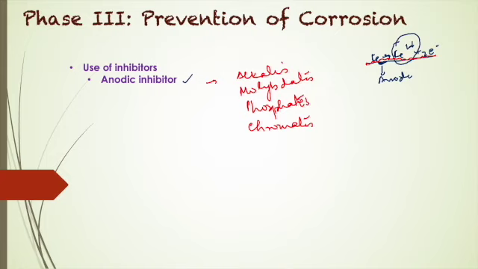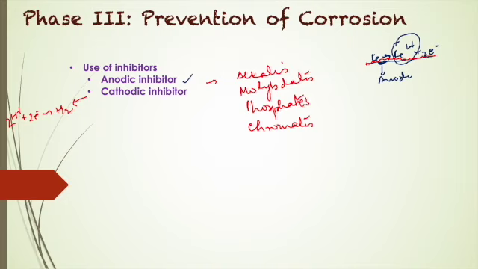Okay, the next type of inhibitor is the cathodic inhibitor. Cathodic inhibitor, as the name suggests, will inhibit the reaction of the cathode. Now if you remember, there were 2 conditions at the cathode, either it is acidic or it is neutral or alkaline. So in acidic medium, the cathodic reaction was, I'll write it down over here, H plus taking up 2 electrons and giving us H2. Okay, this was in the case of acidic medium.